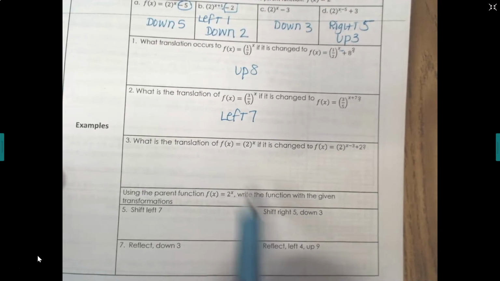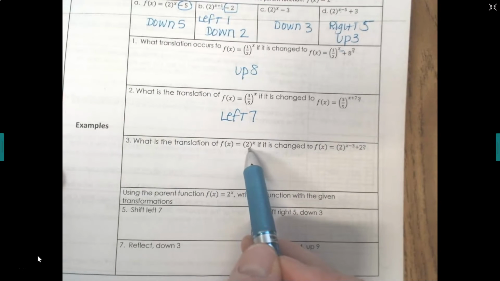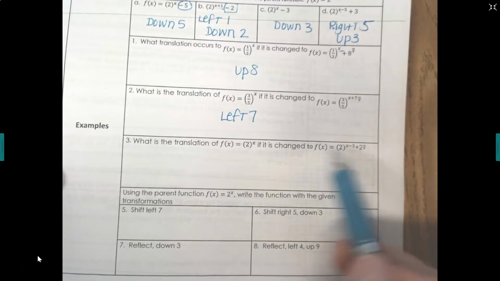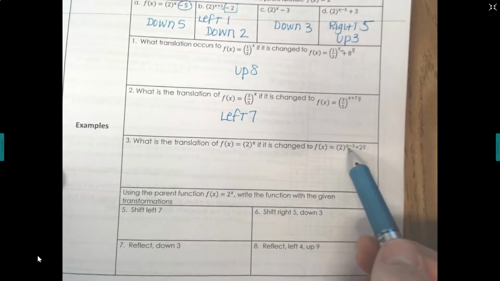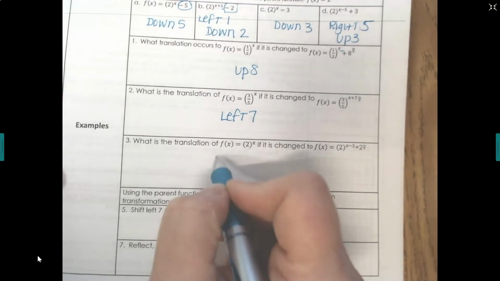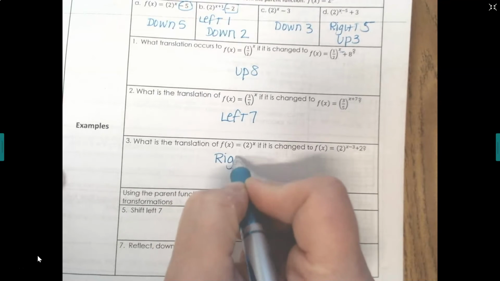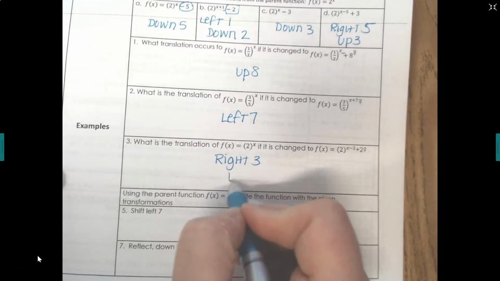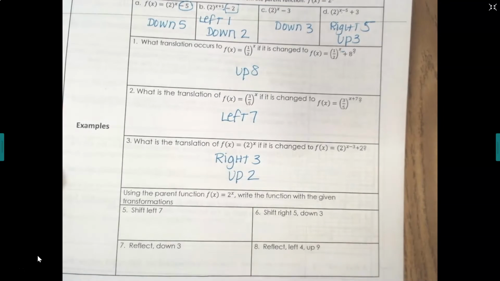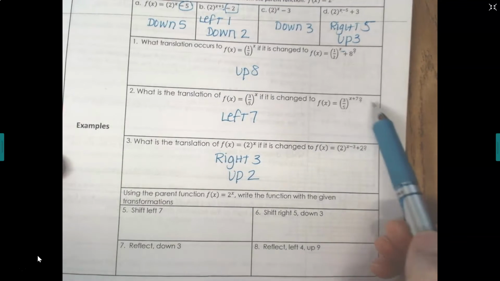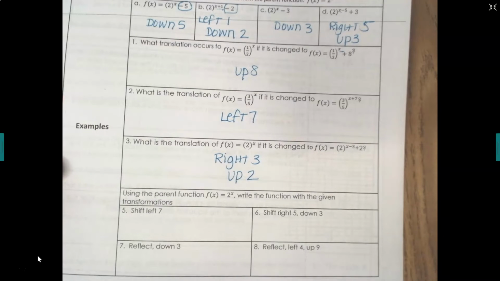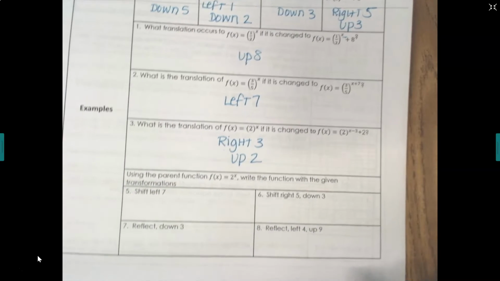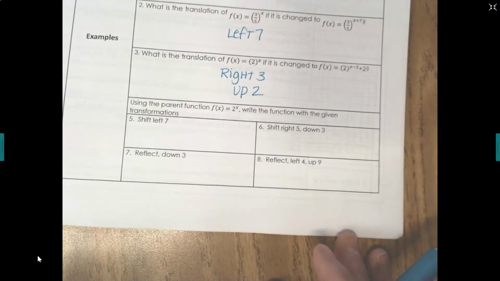Okay, in number 3, we're back to the regular parent graph. Now, this is the original graph. How is this one transformed from the original? In the exponent, we say x minus 3. So that actually means right 3. And then it says plus 2, so that's up 2. Okay, so you're just looking at the exponent and what's going on in the end to see what kind of left and right transformations and up and down transformations we're looking for. How did the graph move on the coordinate plane?